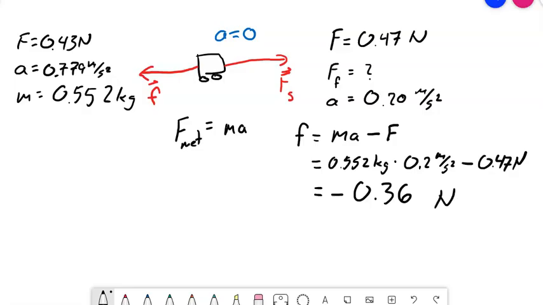Okay. So, see how that worked out? If I take 0.36 newtons in one direction, 0.47 newtons in the opposite direction, with the mass that we have, we get that acceleration. And that finishes up question 1-5.